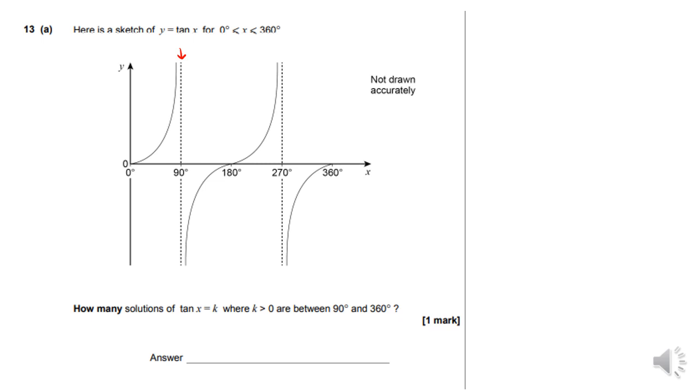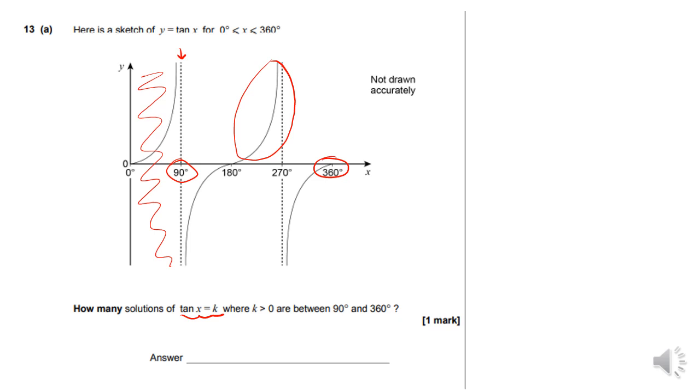So it's asking us how many solutions of tan x equals k, where k is greater than 0, are there between 90 and 360. For this question, it's only between 90 and 360, so you can wipe that out. We're only talking about from here to here. It also tells us that k is greater than 0, so k has got to be above the x-axis. Therefore, there's only going to be one solution, because it's going to lie on this bit here. This is the only part of positivity on that graph.